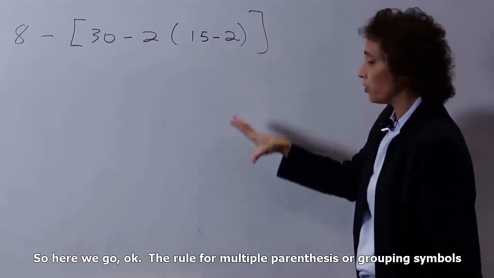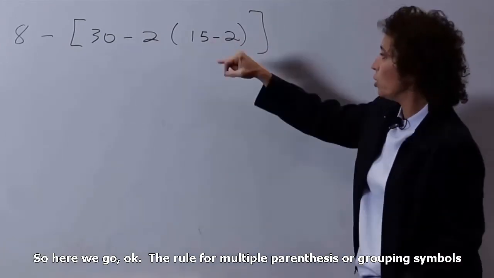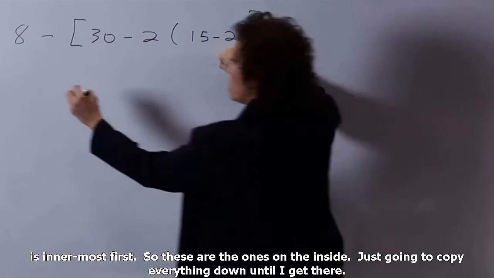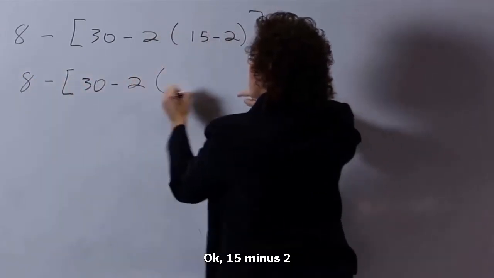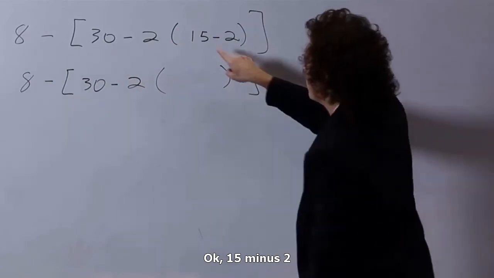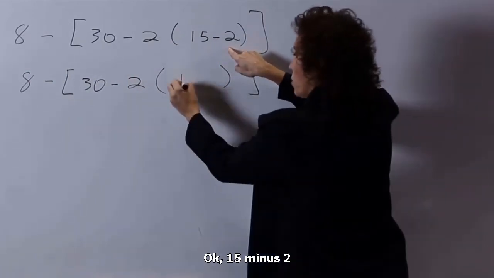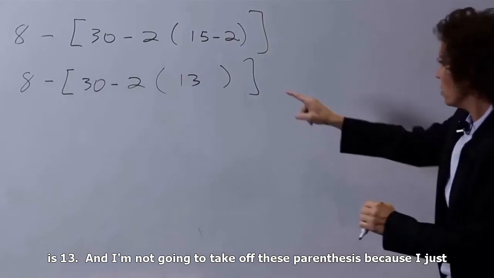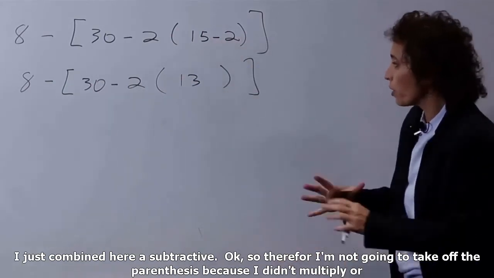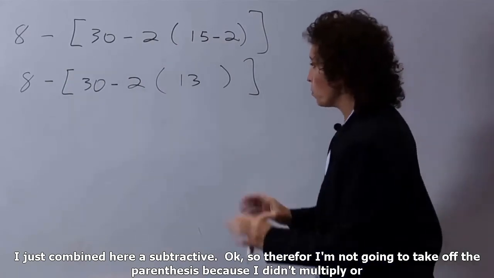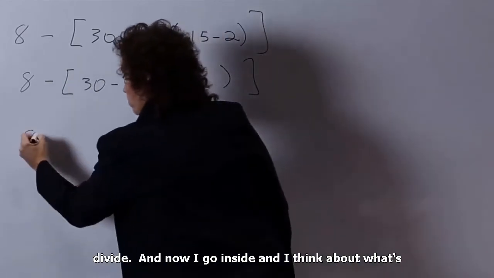So here we go. Okay, the rule for multiple parentheses or grouping symbols is innermost first. So these are the ones on the inside. So I'm going to copy everything down until I get there. Okay, 15 minus 2 is 13. And I'm not going to take off these parentheses because I just subtracted. I didn't multiply or divide.